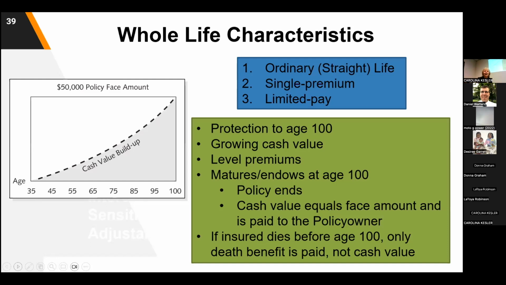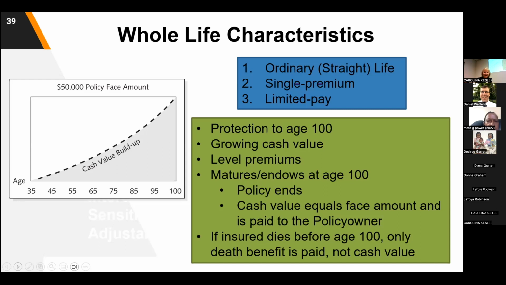So anyways, whole life gives you protection to age 100. It has a growing cash value. It has level premium, so the premium stays the same. It matures or endows at age 100. You guys know many 100-year-old people? Not so much, right? But if you live to be 100, they give you the face amount of your policy. That means it endows, right? And that's what that word means. So if you had a 100,000 face amount, when you're 100 years old, you get your 100,000 bucks.